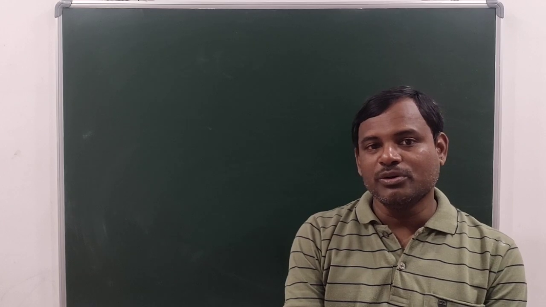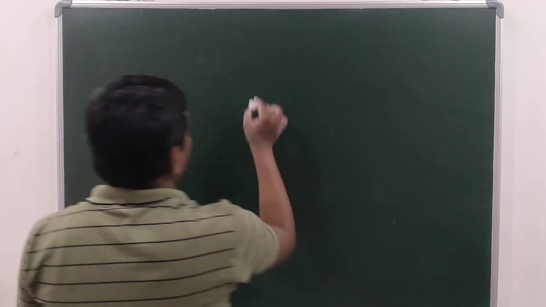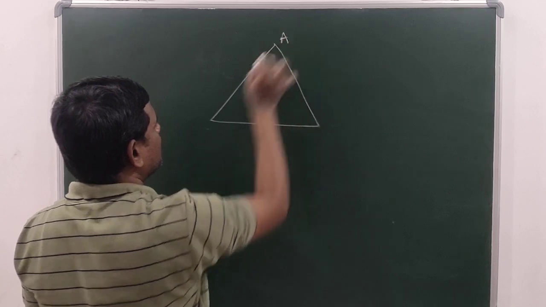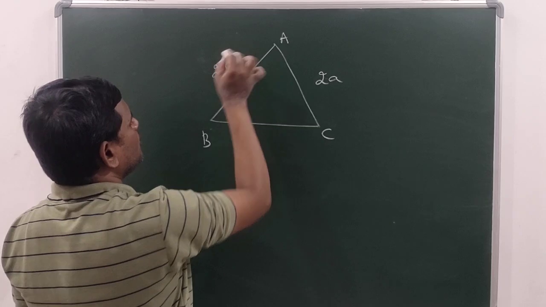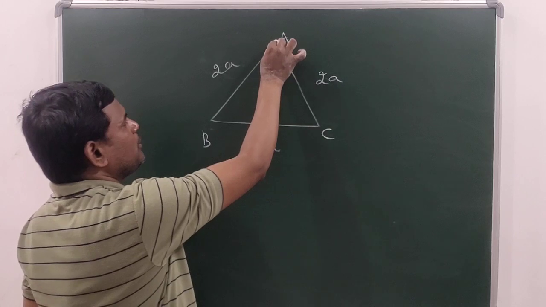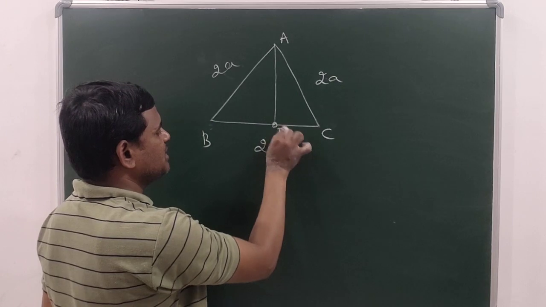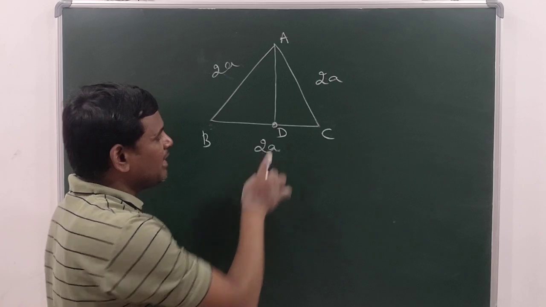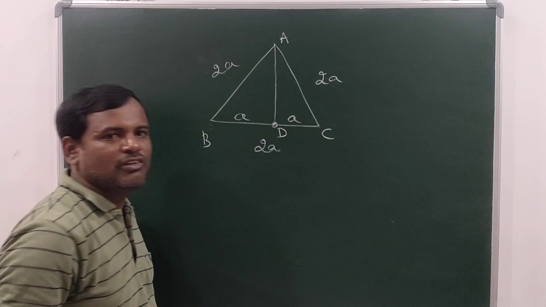For that, what I am going to do? I am going to use an equilateral triangle. Now, let us see. Let us consider one equilateral triangle of side length 2a units. Now drop an altitude which meets the midpoint of the opposite side, that is D. So 2a we have taken as BC length, and D is the midpoint, so BD length will be a and DC length also will be a.